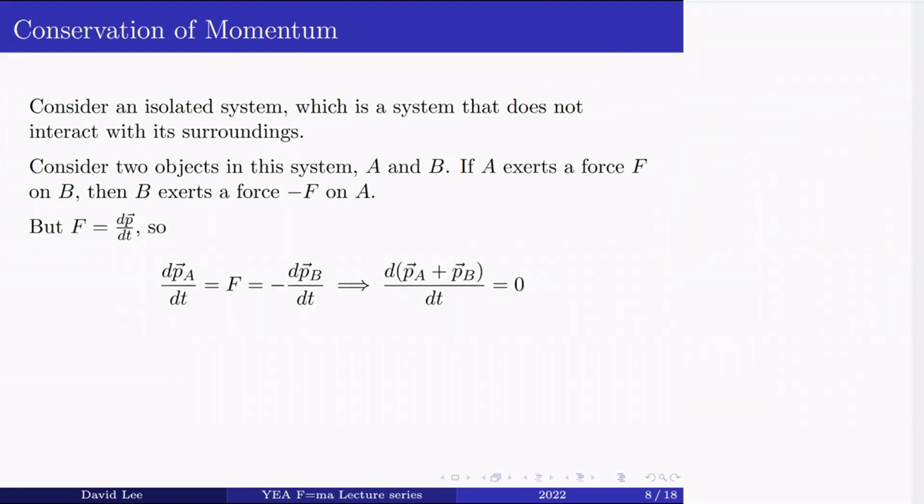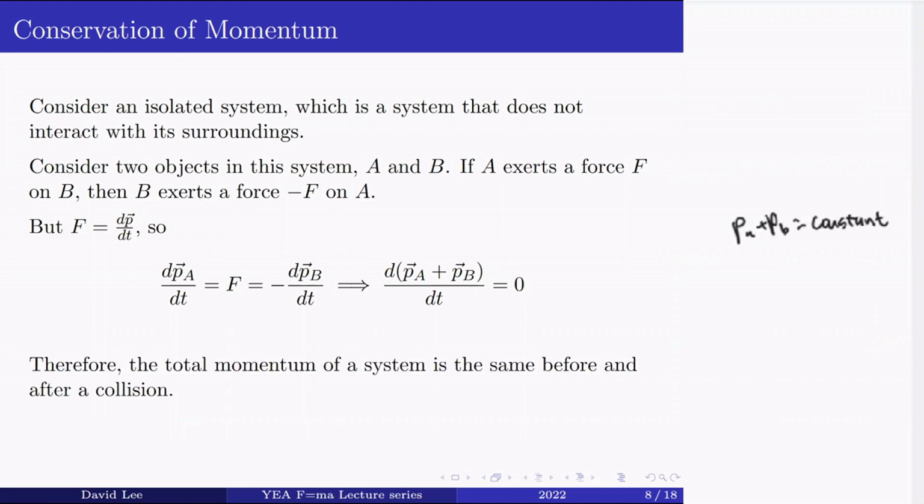So we get that the force on A, which is the same as the negative of the force on B, is the derivative of the momentum of A, but it's also equal to the negative of the derivative of the momentum of B. So then when you add up the momentum of A and the momentum of B, and then you take the derivative, you get 0. And what this means is that the total momentum P_A plus P_B is a constant. This is because if its derivative is 0, it cannot change. So this is what we call conservation of momentum. Basically, the momentum of a closed system doesn't change. And we can use this to solve problems involving collisions, which is our next topic.